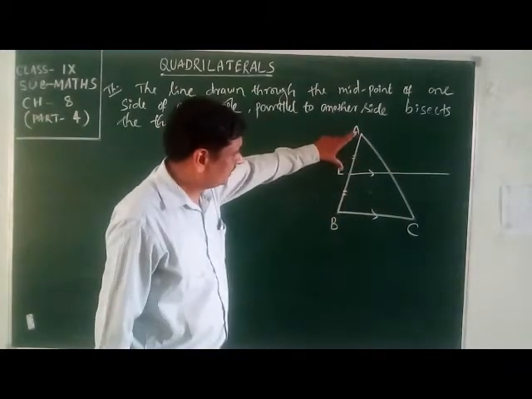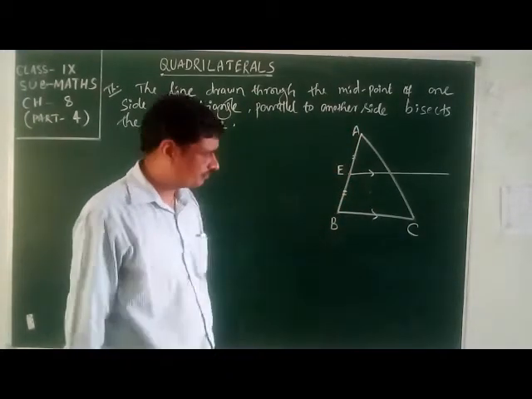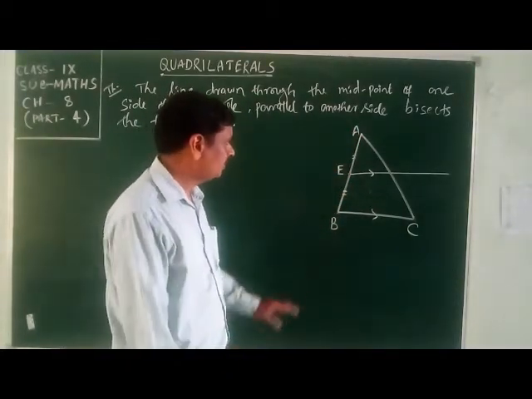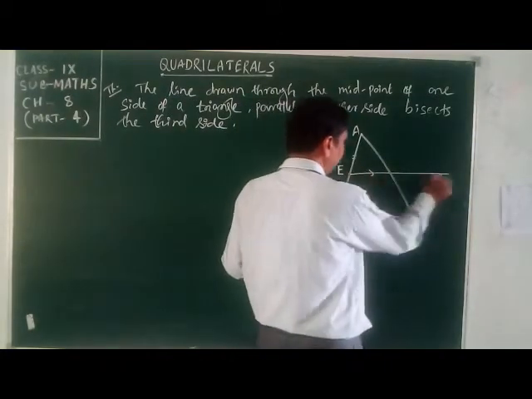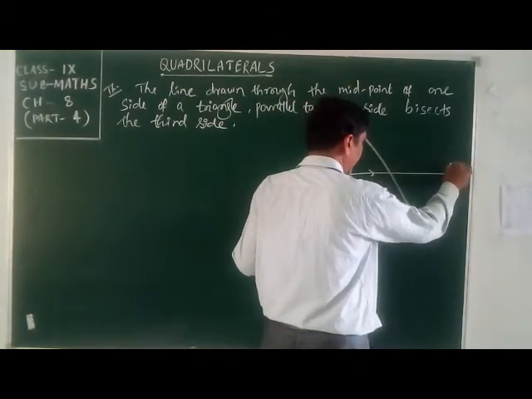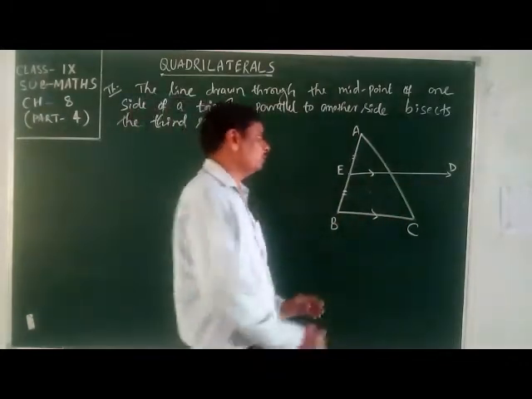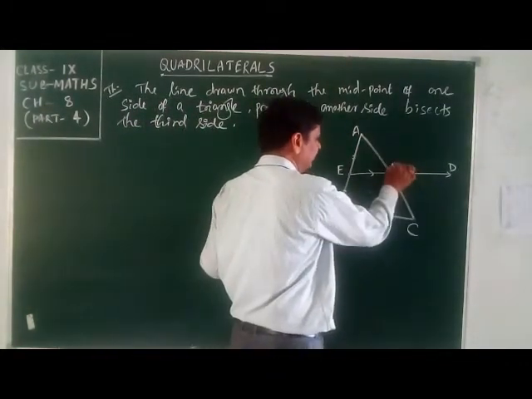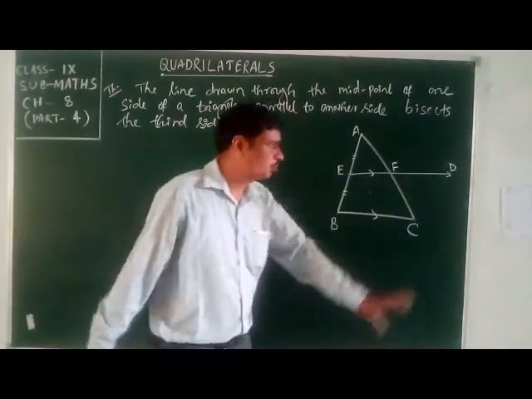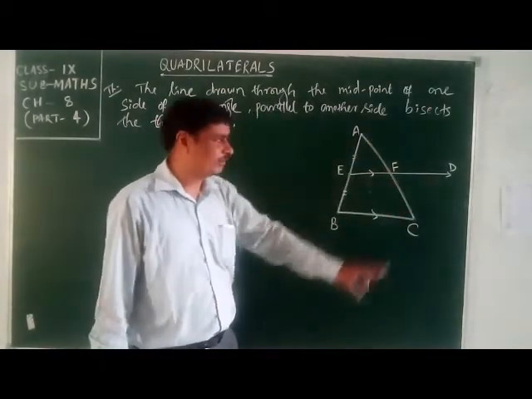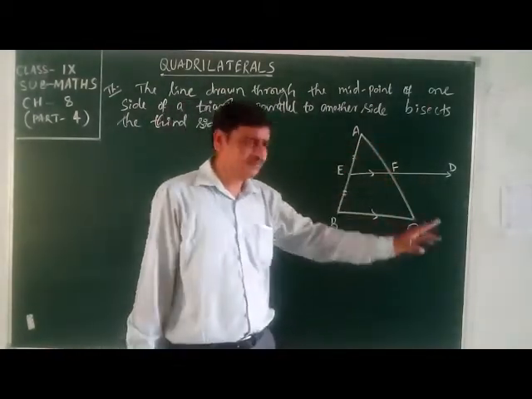Here is the midpoint, that means AE and BE are equal. Now it is drawn ED, that will be parallel with BC, which intersects AC at point F. Now we have to show AF and CF are equal. That means F is the midpoint of AC.